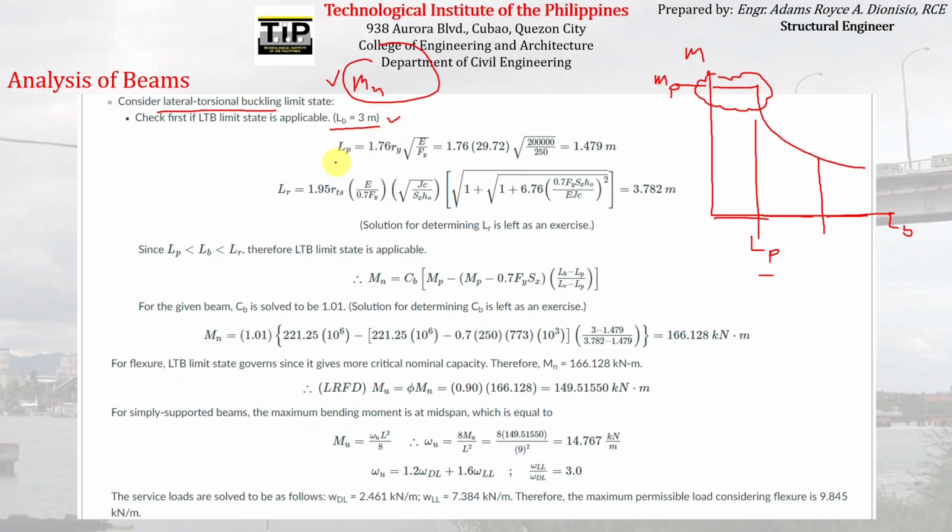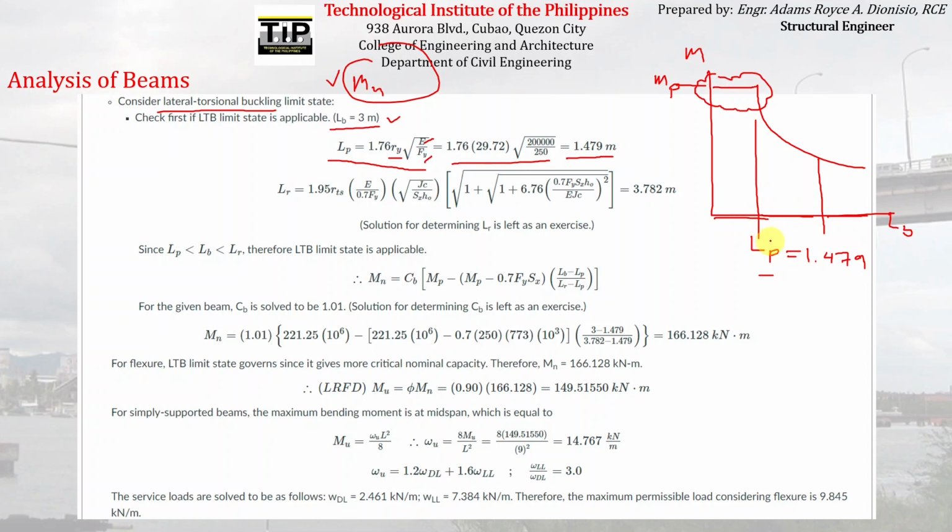So LP is equal to this formula. Ry is given in the section properties of W16. E is given, Fy is given, all we need to do is substitute all of those values here. So the corresponding LP is equal to 1.479. Okay, so if you will try to graph 3 meters on this graph, where do you think 3 meters will fall?